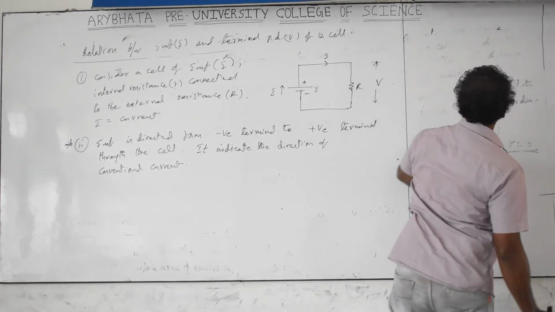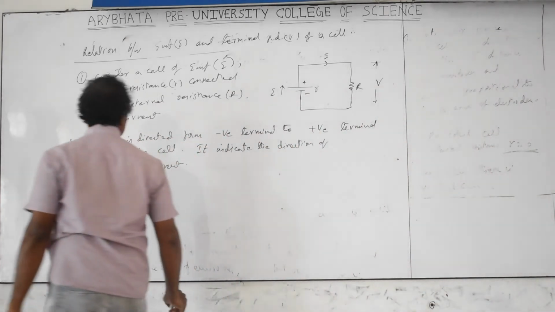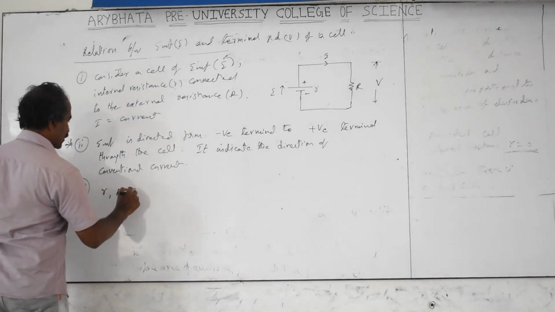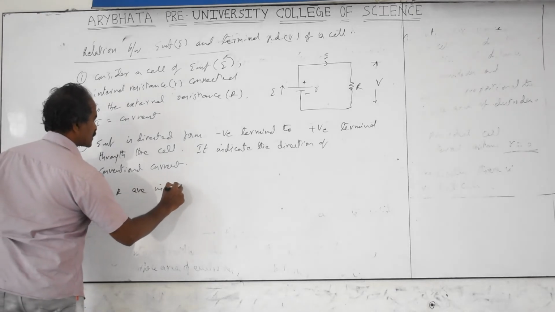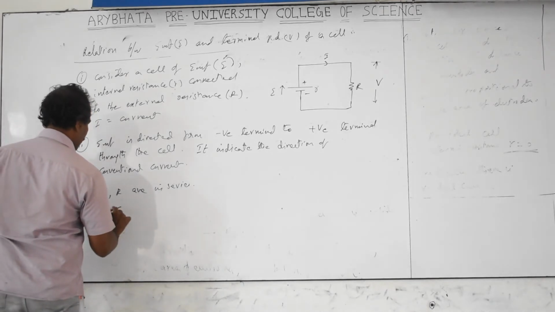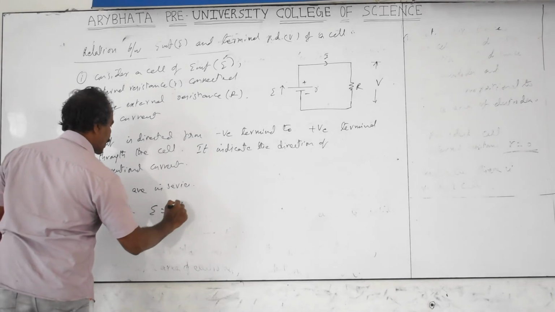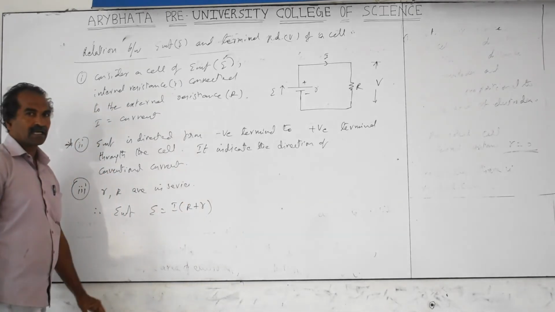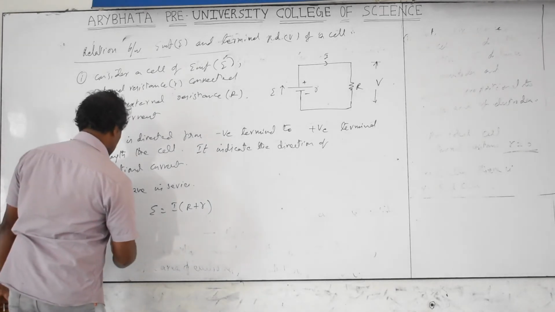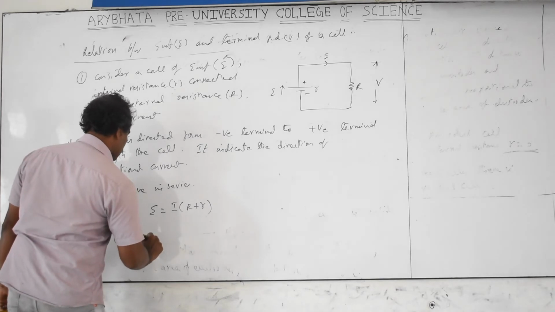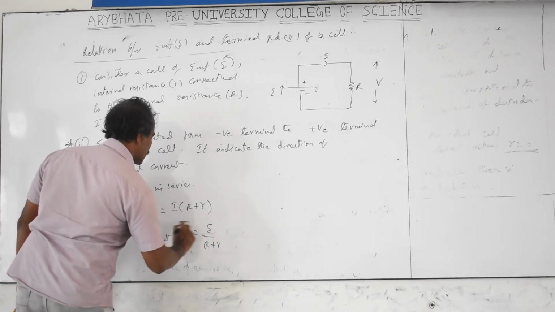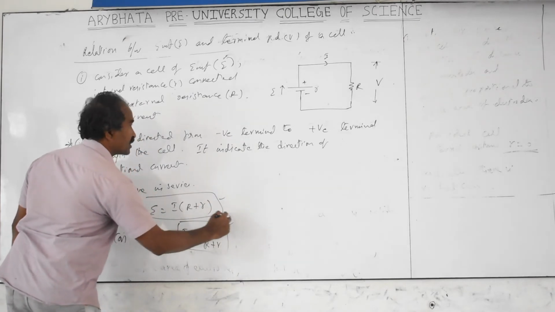Now, internal resistance and external resistance come in series. Therefore, the total resistance becomes equal to R plus r, small r and capital R in series with the same current I. So EMF, electromotive force, E is equal to I into the resultant resistance, that is R plus r. What about the current then? Current I becomes equal to E by R plus r. You need to remember this formula.